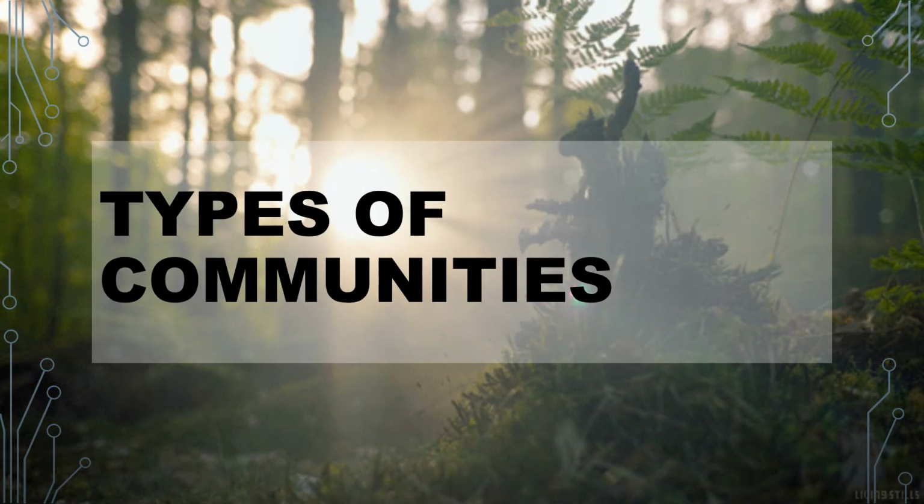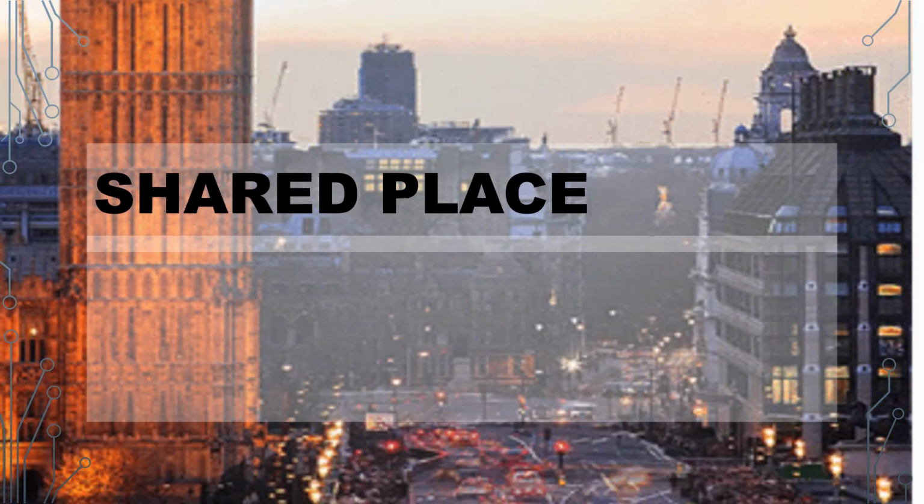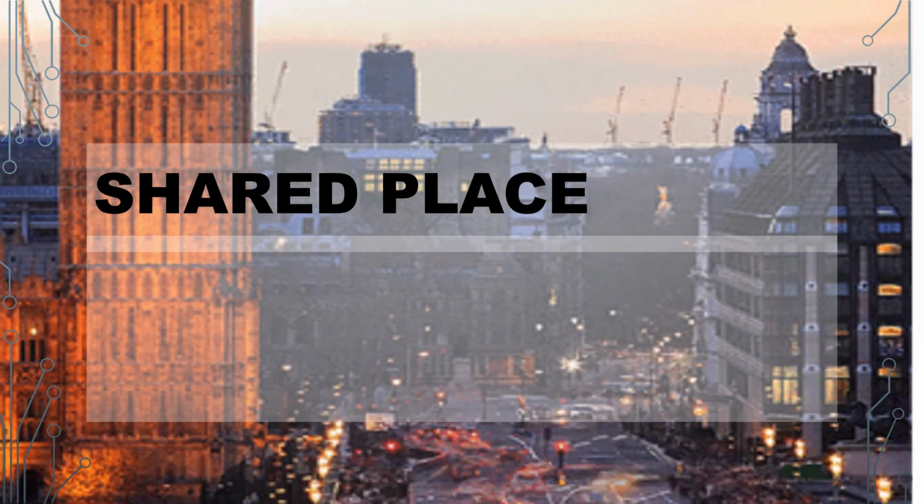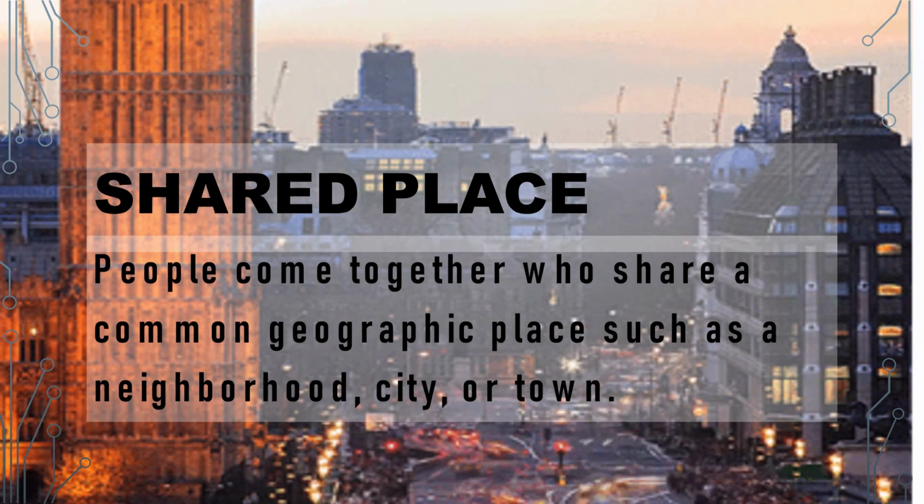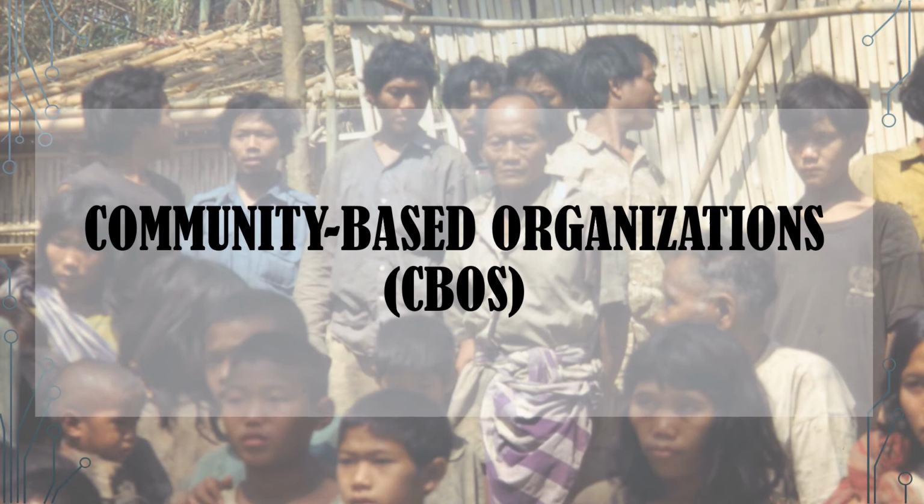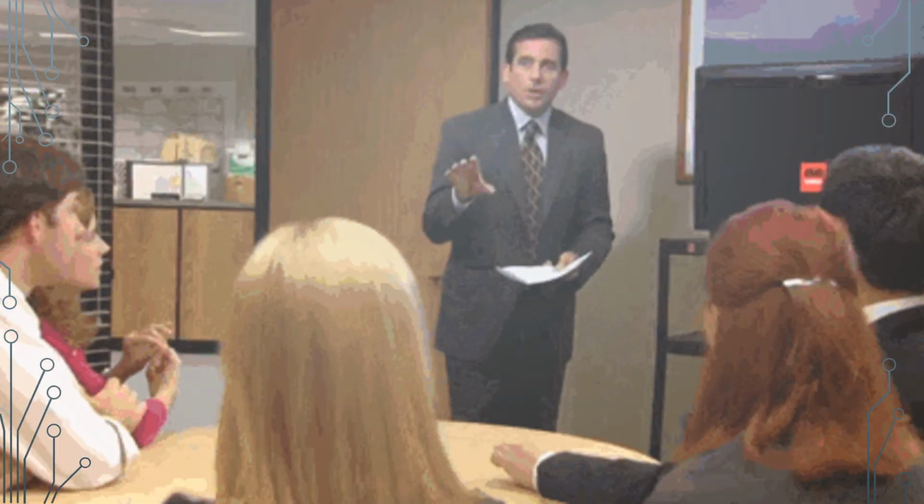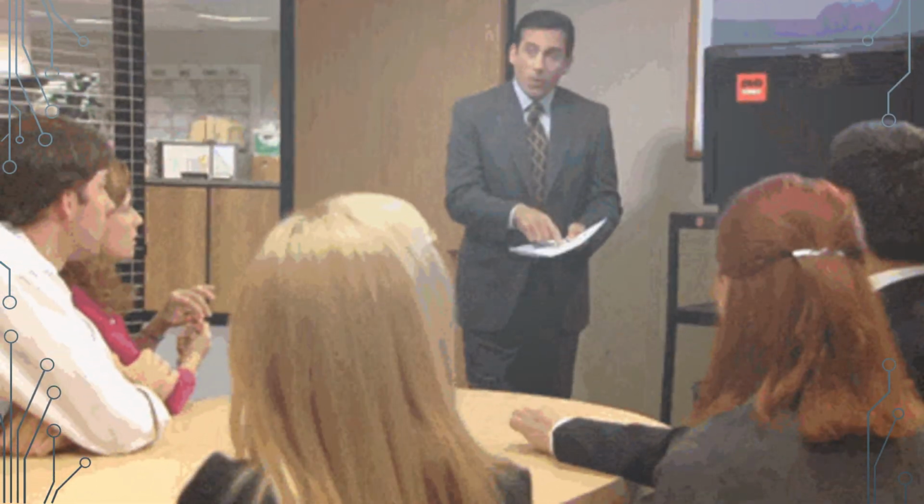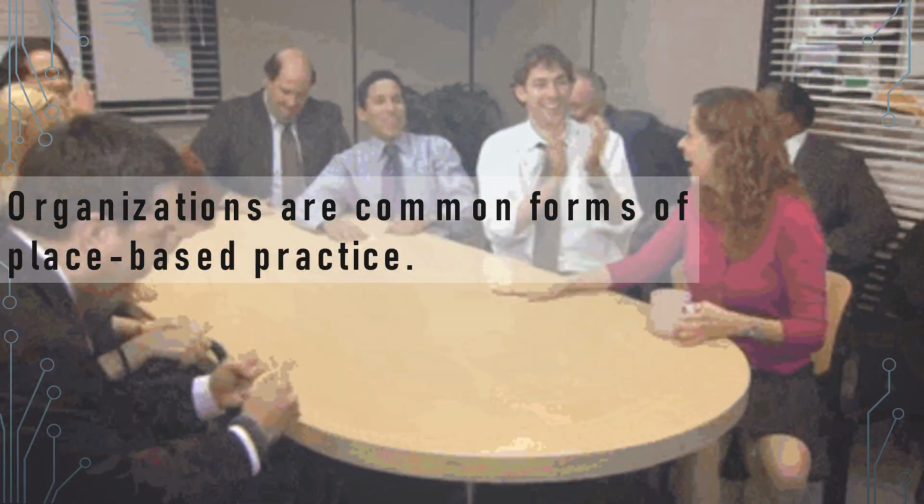After defining, let's identify what are the types of communities that organize. Number 1, shared place. People come together who share a common geographic place such as a neighborhood, city, or town. For example, local residents might come together to address neighborhood concerns such as safety, housing, or basic services. Problem solving through community-based organizations or CBOs, neighborhood associations, and tenants organizations are common forms of place-based practice.